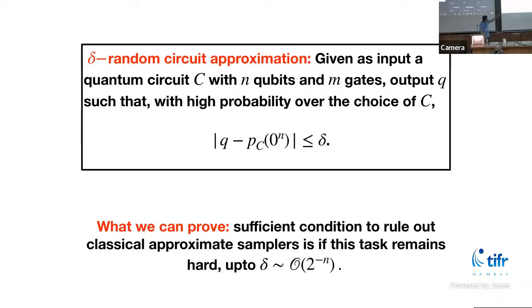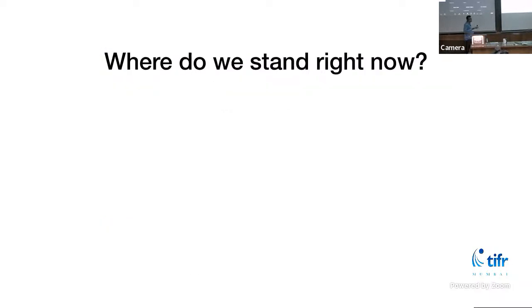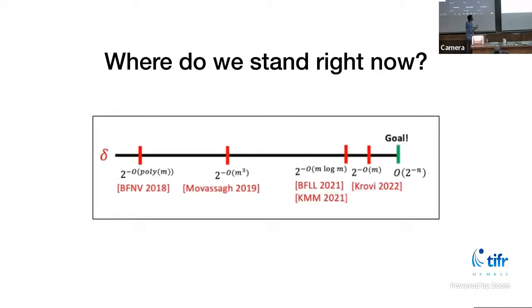Okay, so have we reached this stage? Like, can we prove that this task remains hard till this value of delta? And the answer is no. Like I said, there's a series of works that are getting better and better. M, to remind you, is the number of gates in the circuit. So it started from 2 to the minus poly m.